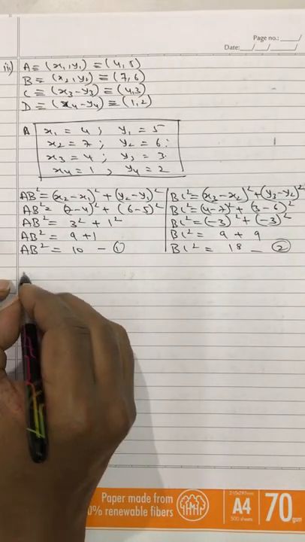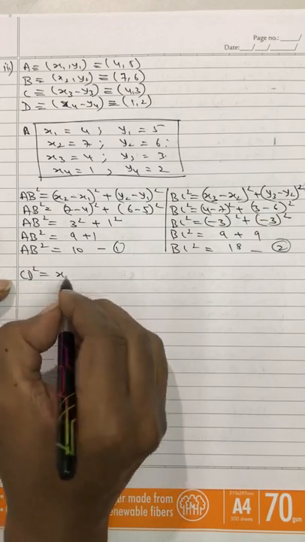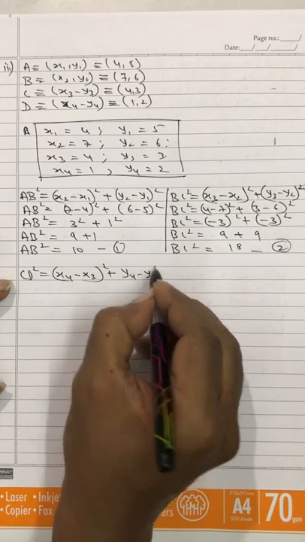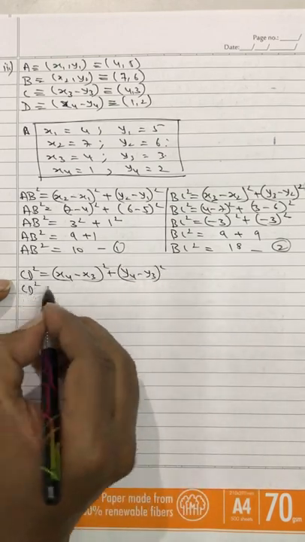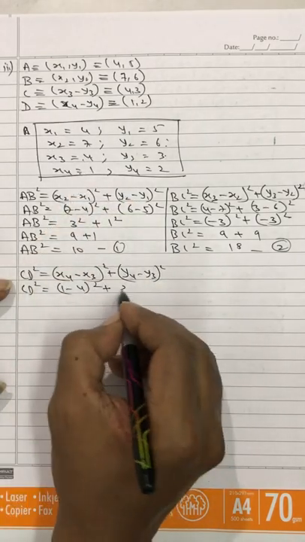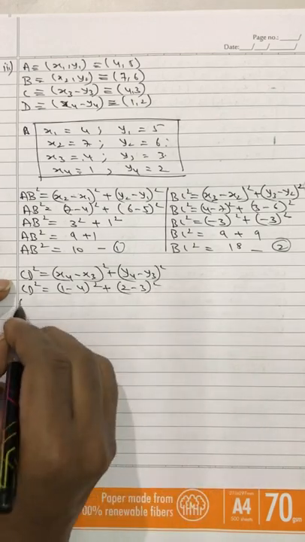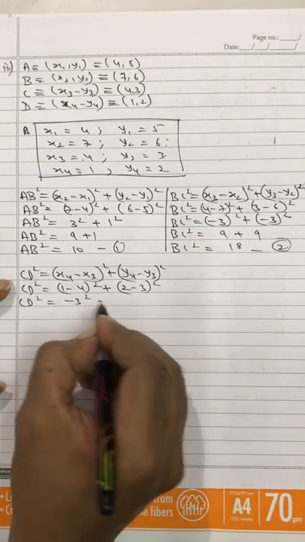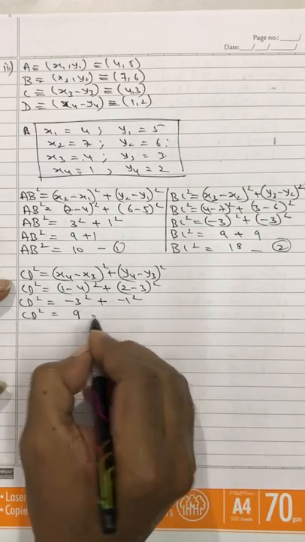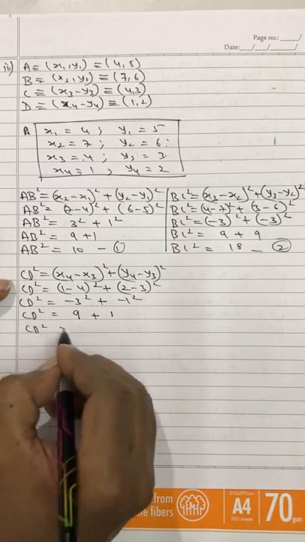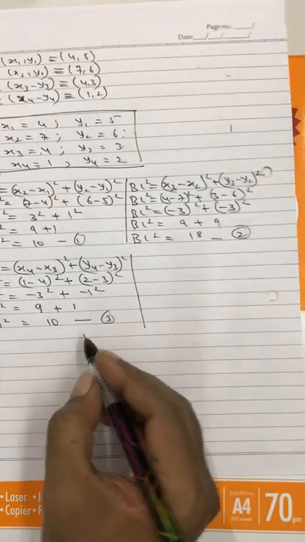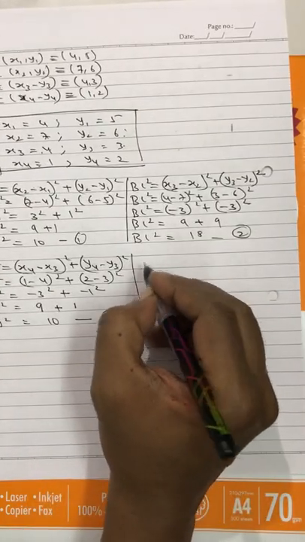BC, and then CD. CD square is (x4 minus x3) the whole square plus (y4 minus y3) the whole square, so 1 minus 4, 2 minus 3. Nine plus one, so this comes to 10. AB and CD are going to be equal. And then AD square.